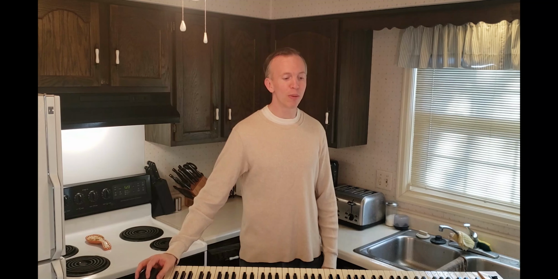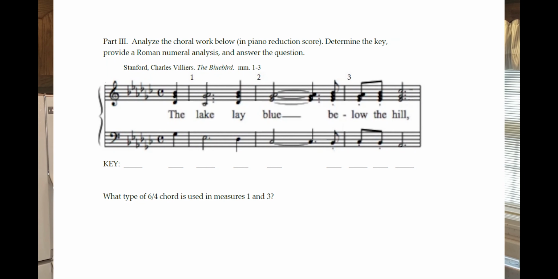Cool. Page 2 is going to be 2 analysis examples. The first one is a gorgeous choral piece. I hope you choral singers get a chance to sing this sometime in your life. The Bluebird.